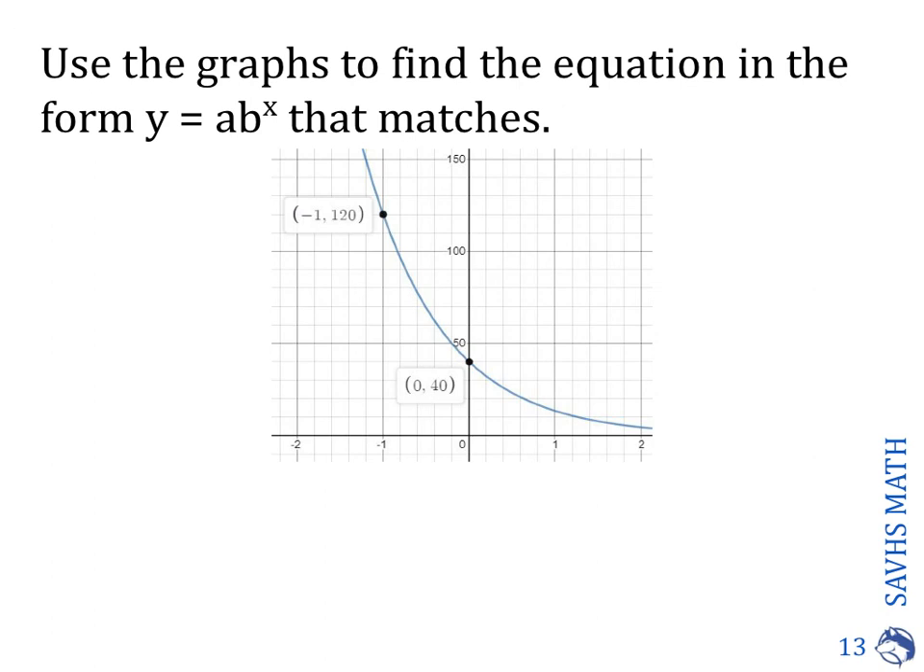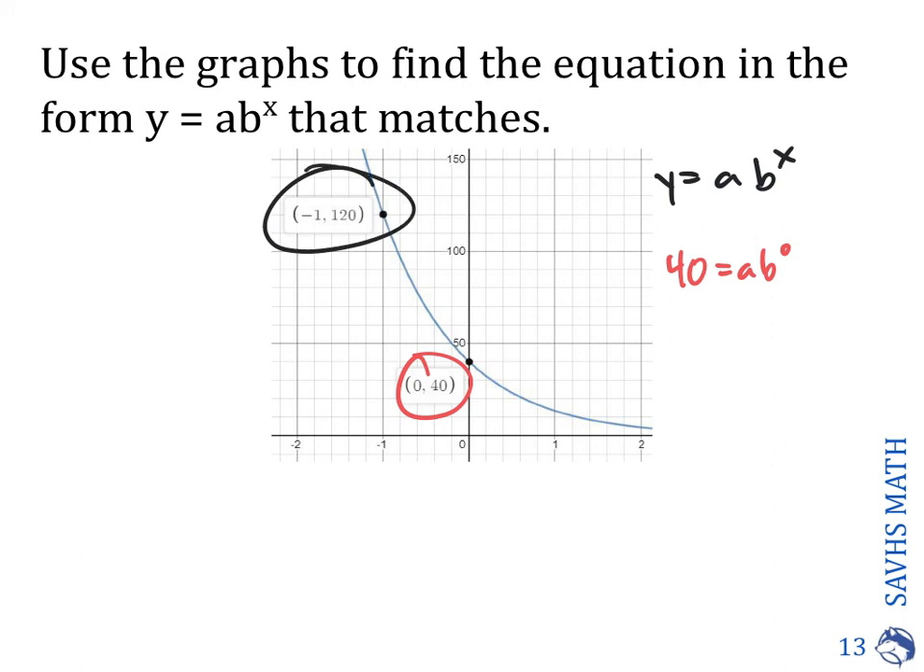This is a super similar problem, so I want you to start doing that one, and then I'll go back through it afterwards. So here we go. All right. We know we want y equals ab to the x. That's what our answer should look like. We just have to figure out what a and b are. So we're going to put in 0, 40, ab to the 0, okay? And then we're going to put in 120 equals ab to the negative 1.